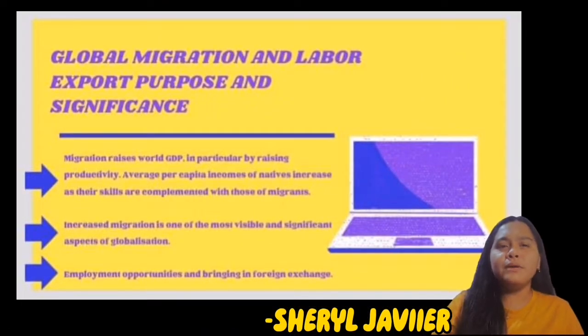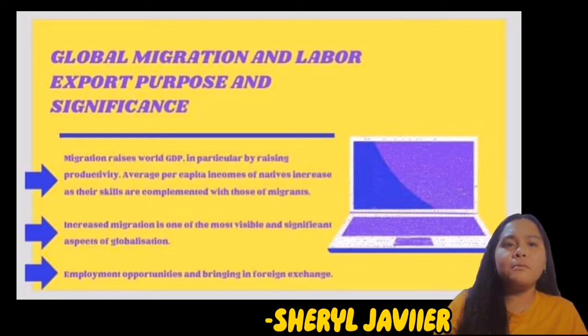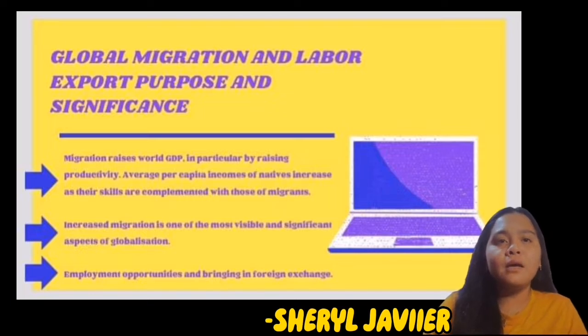Now, the purpose and significance of global migration and labor export. Number one, migration raises GDP, in particular by raising productivity. Average per capita incomes of natives increase as their skills are complemented with those of migrants. Remittances from abroad lift income per capita in the origin countries, helping to offset the potentially negative effects of immigration.